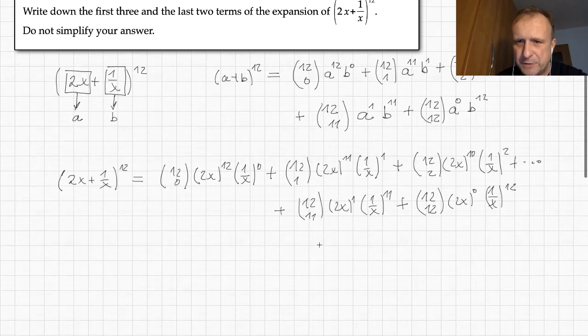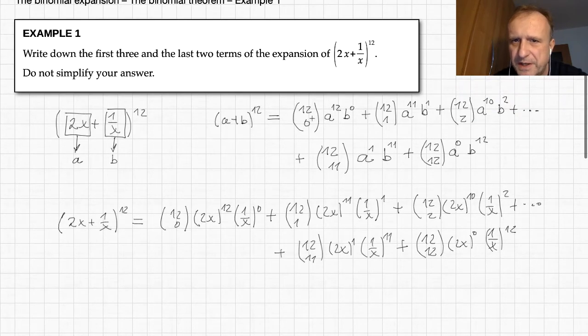You may have noticed that in your textbook the authors decided not to include 12 choose 0 because it's 1, and not to include b to the power of 0 because it's just 1 also. And also here 12 choose 12 is 1, so it's usually not included. So the combinatorial numbers are not included usually in the first and last term of the expansion, but I include them here for clarity. So that's the answer to this exercise.